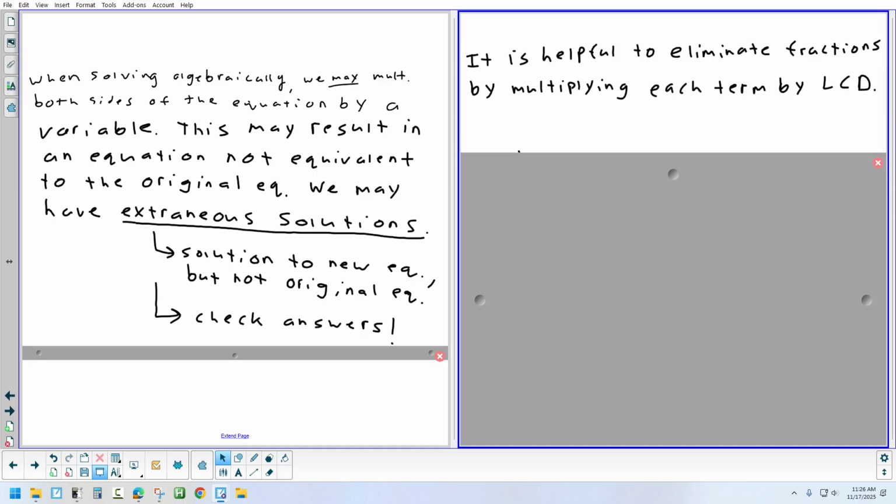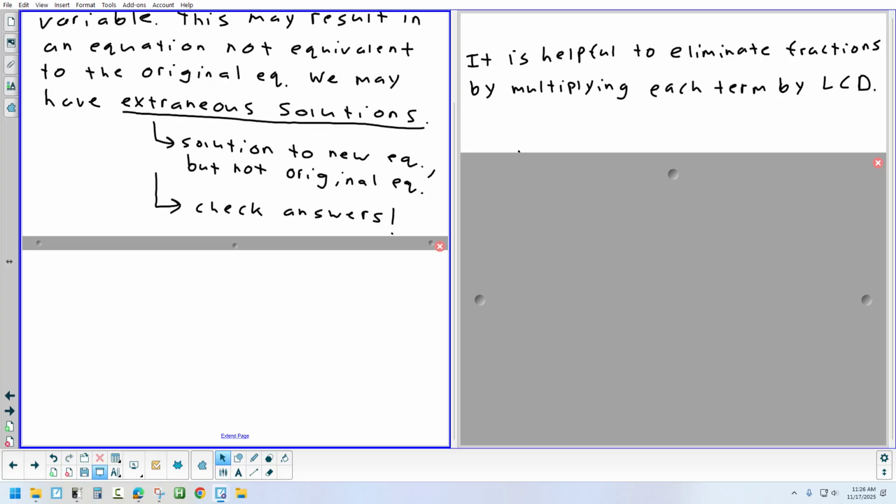So the goal in all of these problems is going to be to get rid of any fractions that we have. So let me show you an example with more numbers first, and then we'll do the same thing with a variable. Let's say we had something like 2x over 3 plus x over 4 is 3x minus 5 over 12.